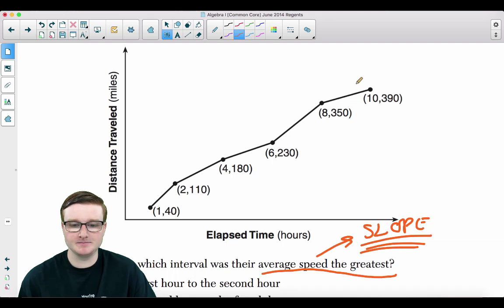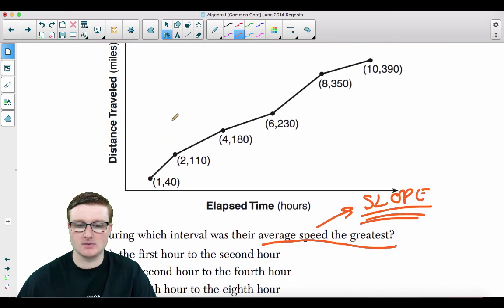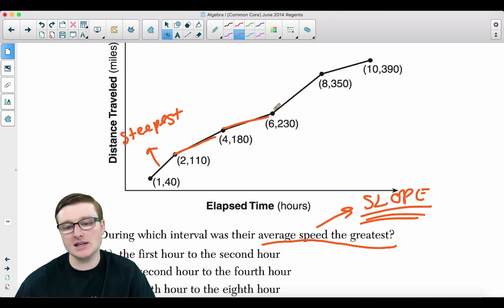The steepest slope. Well, if you're looking at all these lines, just by looking at it, this is the steepest right there. Without a question, because it starts to flatten off over here and gets a little bit worse in terms of the speed. They get a little faster, but this is obviously the steepest.